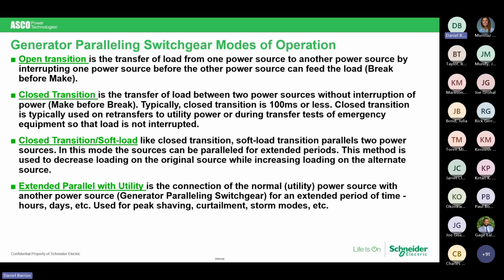Closed transition is a make before break function. When we've spoken to you about the closed transition automatic transfer switch, that is a passive synchronization. You typically have your generator running a slight bit faster so that you have a zero crossing between your utility and your generator. I love to give this analogy. What do I mean by that?